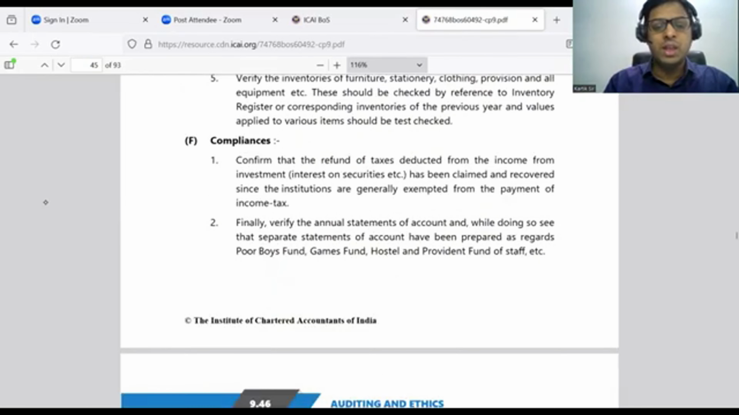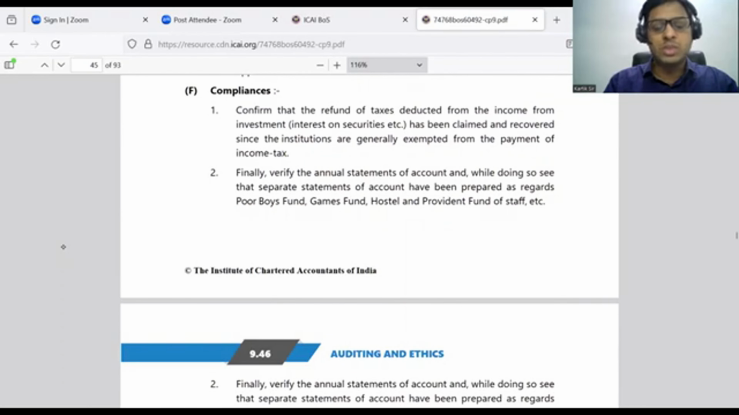Simple. After that, we'll check the compliances. Under compliance, they have covered two things here. That is basically the refund of taxes. If the school is exempt from tax and if any TDS has been deducted by any third party the school has dealt with, then the school should get the refund of that tax amount. Okay? So that is your refund of taxes deducted that the school should get if the school is exempt.